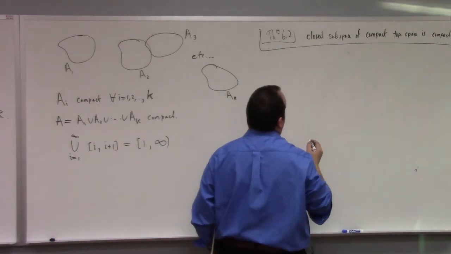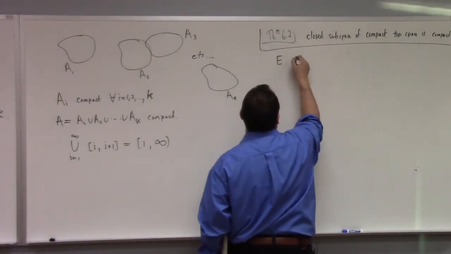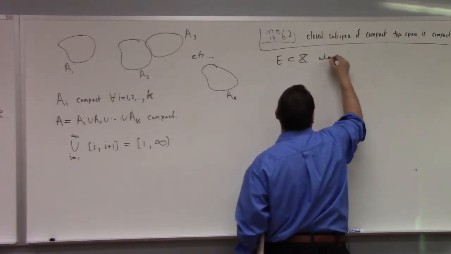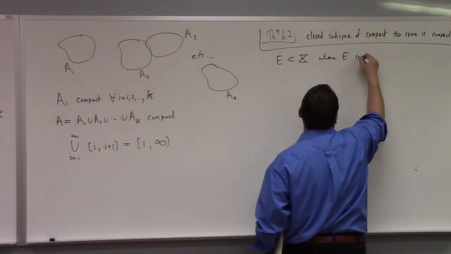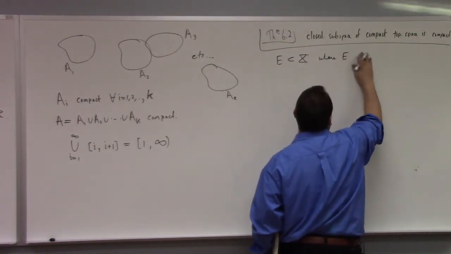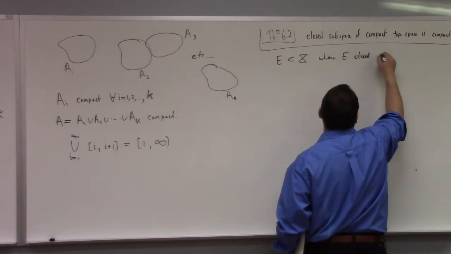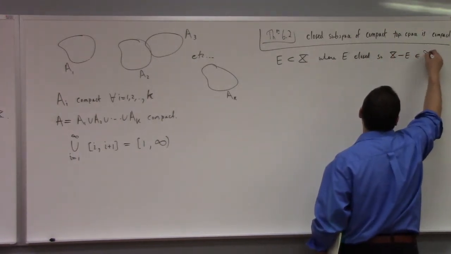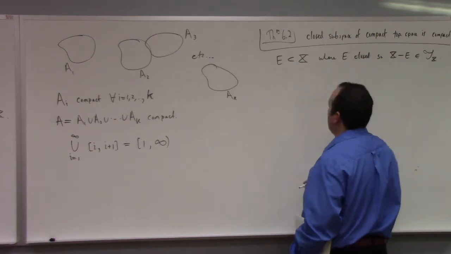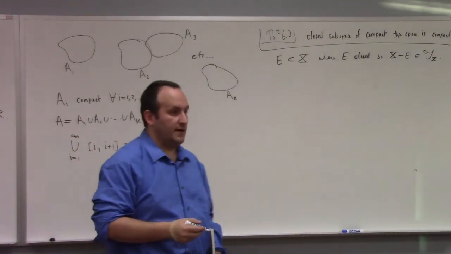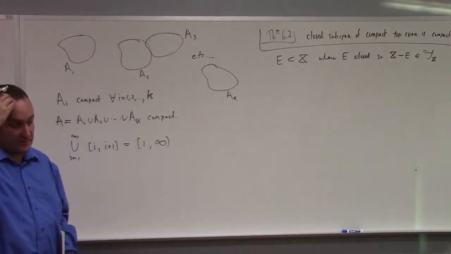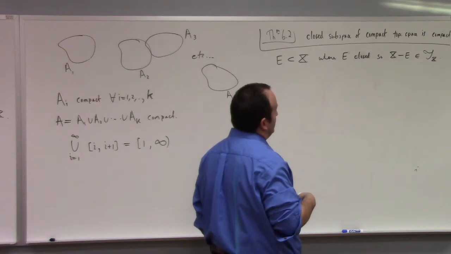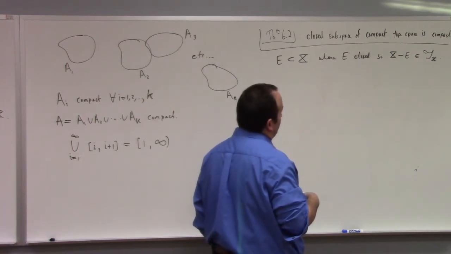All right, so what is it? If we have E is a subset of X, where E is closed. So X with E removed is what? It's open, right? It's in the topology for X. The complement of a closed set is open by definition. Closed subspace of a compact topological space is compact.